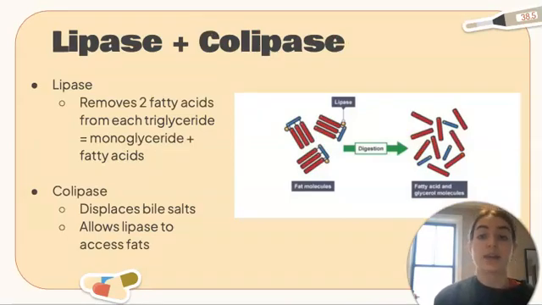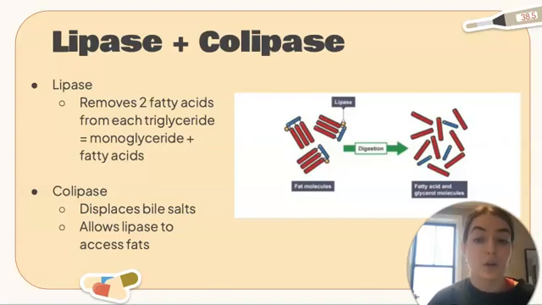By increasing the surface area of fat exposed to the digestive enzymes, emulsification facilitates the action of enzymes like pancreatic lipase, which can then more effectively break down fats into smaller molecules that can then be absorbed by the body. They do this by removing two fatty acids from each triglyceride molecule. This results in one monoglyceride and two free fatty acids.